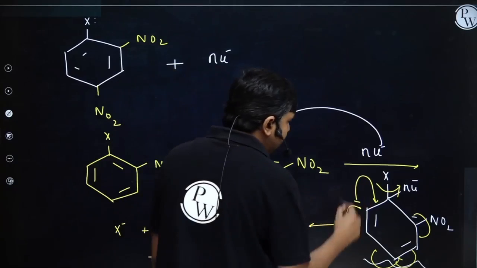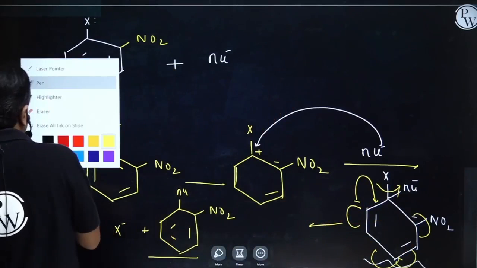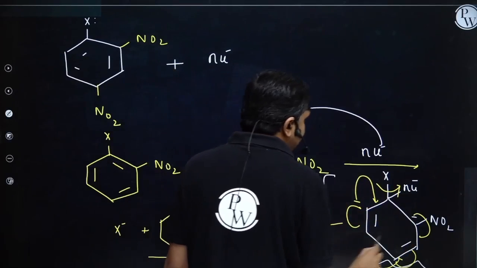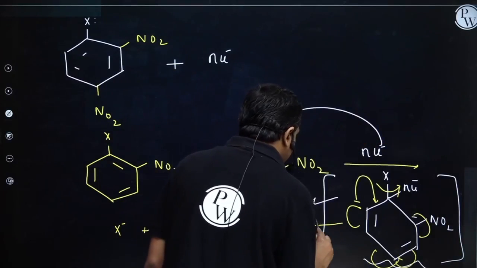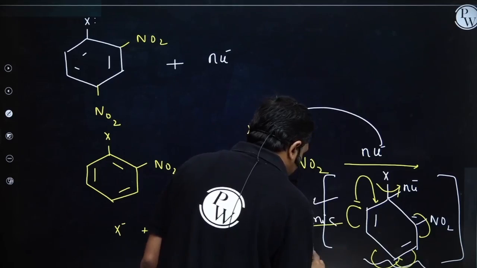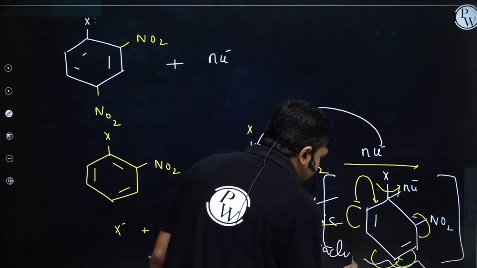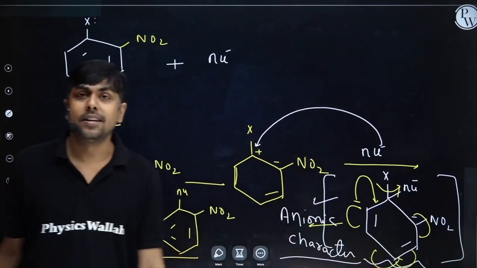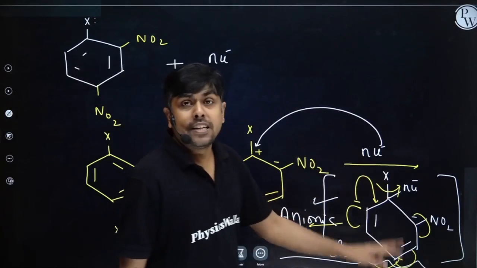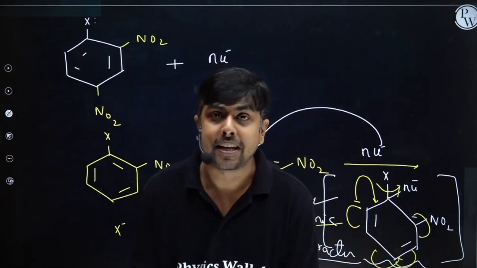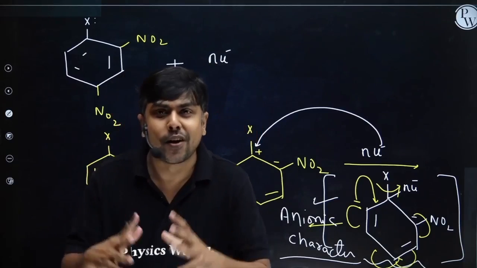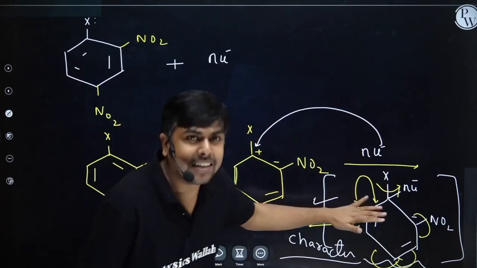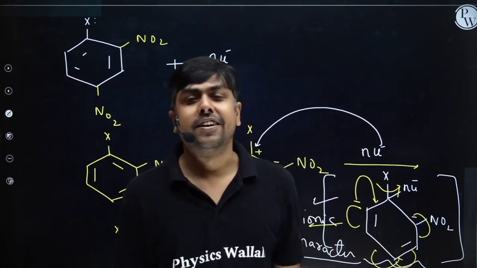Okay, one more thing. Student, if I look at this particular intermediate, or you say TS, this TS is having an anionic character, because two electron-rich species are there. Am I clear? The presence of these two electron-rich species makes the TS anionic in nature, and that's why an electron withdrawing group will stabilize the TS and will increase the rate of reaction.